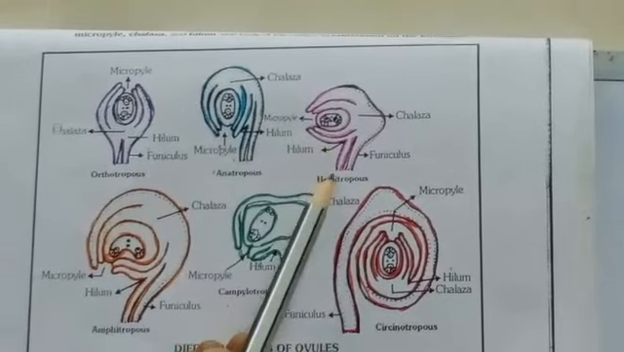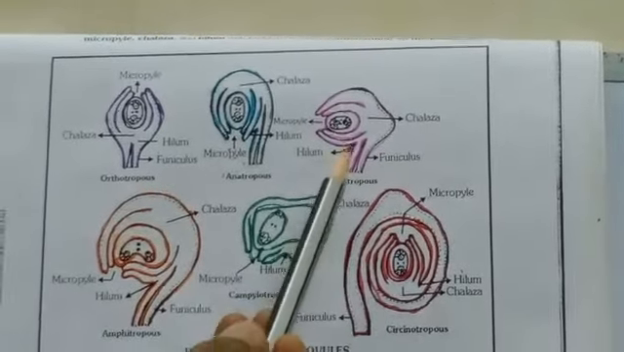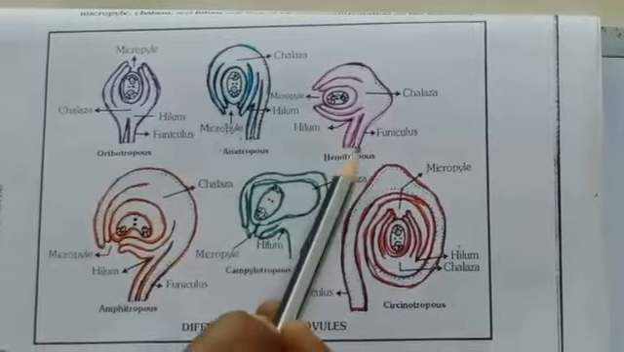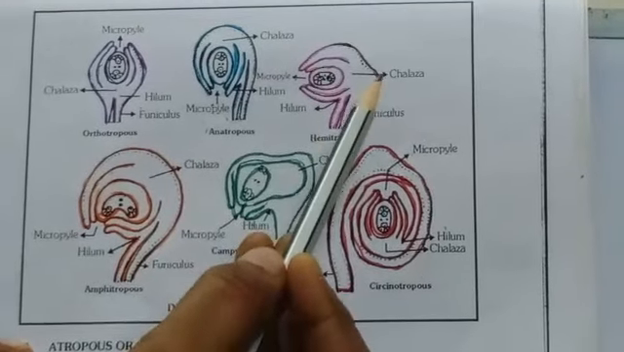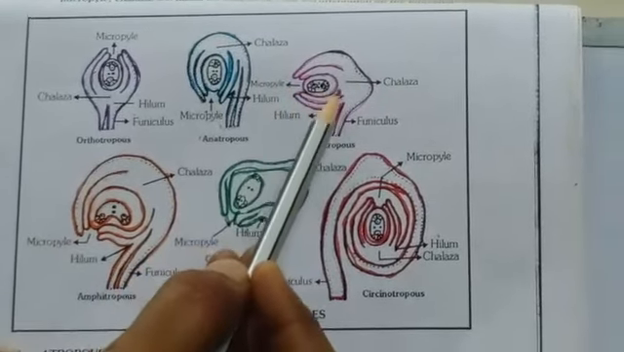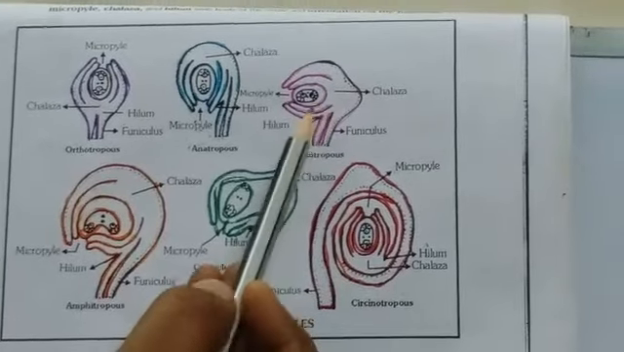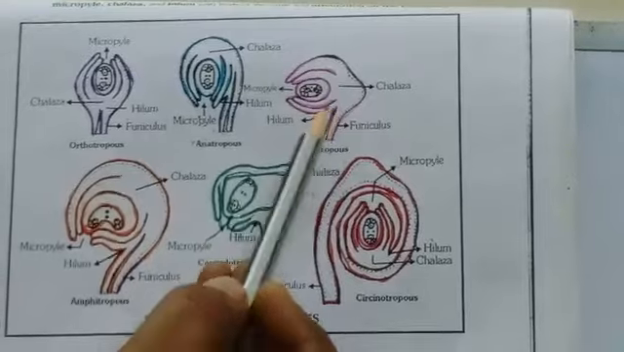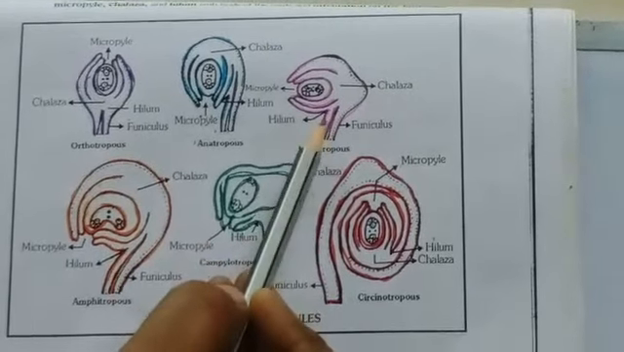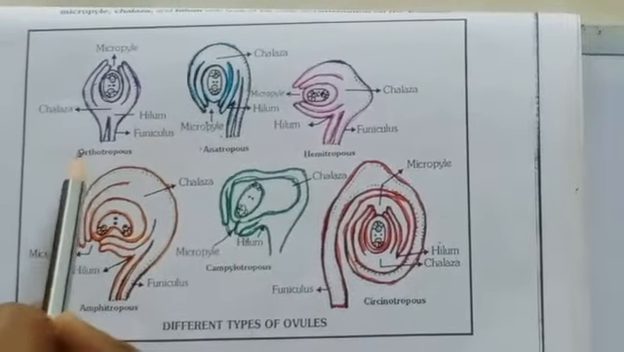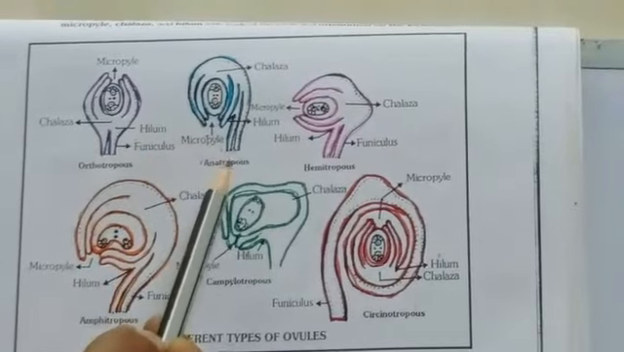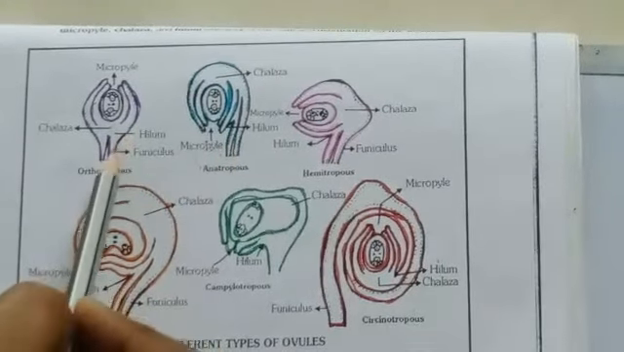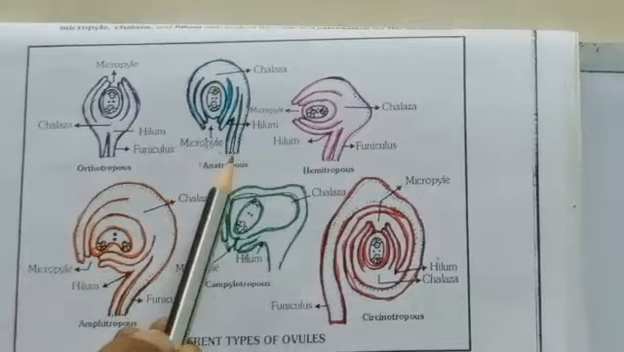Third type of ovule is hemitropous ovule. It is otherwise called hemianatropous ovule. In this ovule, you can see the body of the ovule bent on the funicle at what degree? 90 degree angle. So the body of the ovule is at right angle position to the funiculus. This is an intermediate type between orthotropous and anatropous ovule.